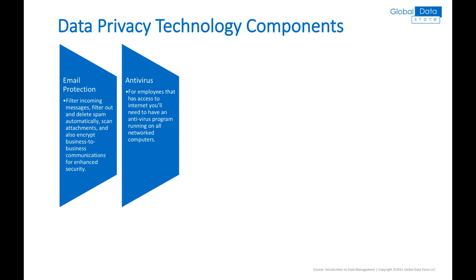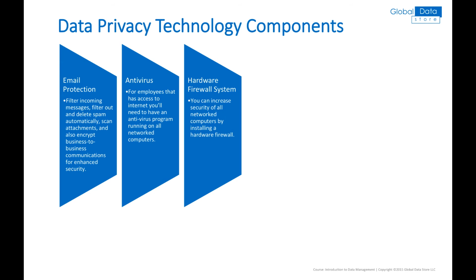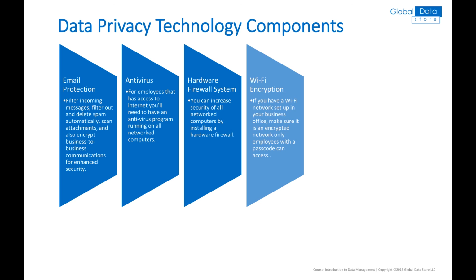Antivirus. For employees that has access to internet, you'll need to have an antivirus program running on all network computers. Hardware firewall system. You can increase security of all network computers by installing a hardware firewall. Wi-Fi encryption. If you have a Wi-Fi network set up in your business office, make sure it is an encrypted network that only employees with a passcode can access.